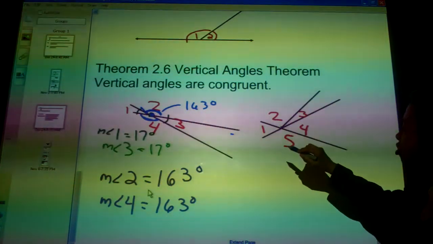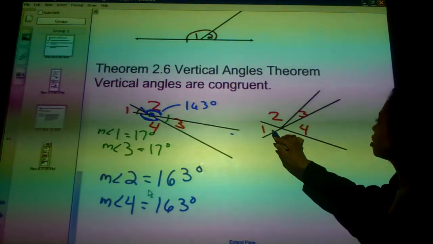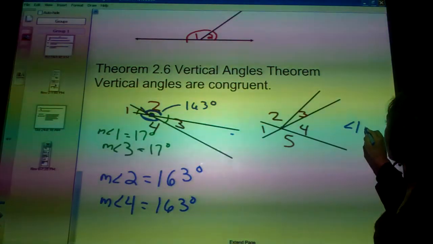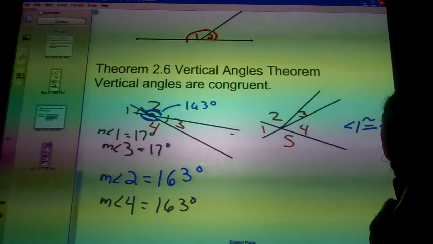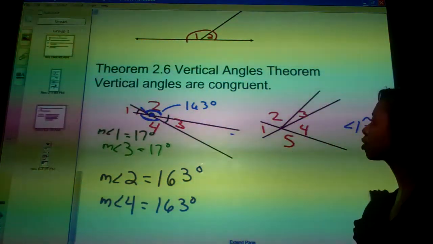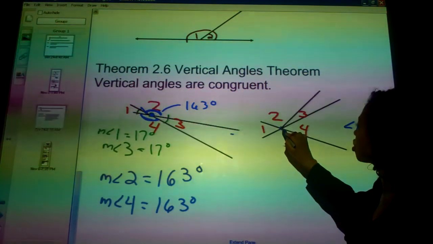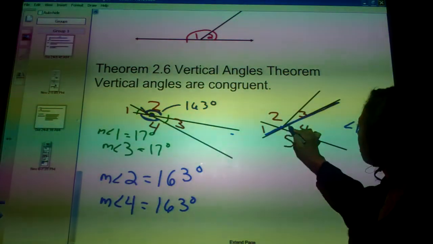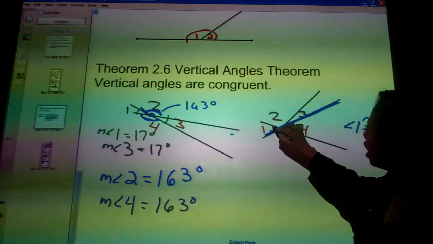Next, I should say, excuse me. If I look here at these two angles here, where are the angles that are vertical? Angle 1 is congruent to angle 4. These two form a vertical angle. How do I know? They share the same vertex. And here's the two lines. Here's the first line. It better touch angle 1, and it does.